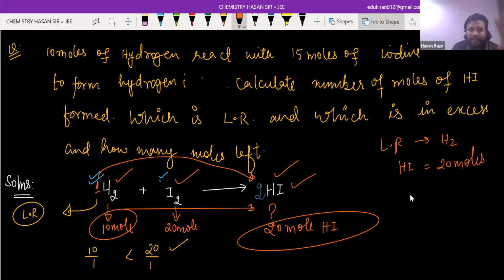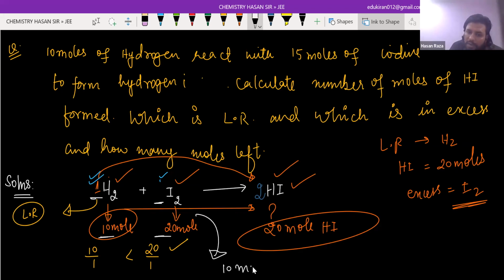Now, which one is in excess? If H2 is the limiting reagent, which one will be in excess? I2. Now, how will you calculate the number of moles left of the excess one? You can see one is reacting with one, so 10 will be reacting with 10. So how many moles will be left? 10 moles left. Are you getting my point? Yes. So it's very easy.